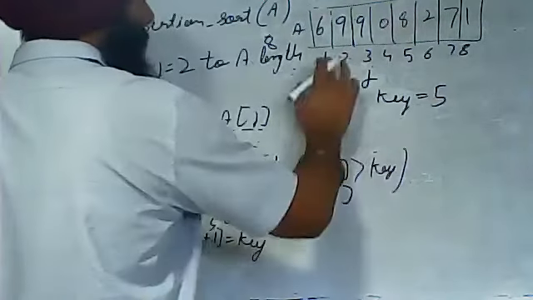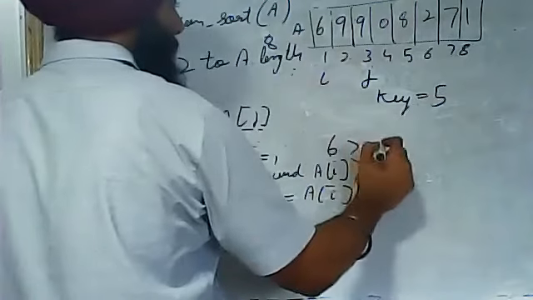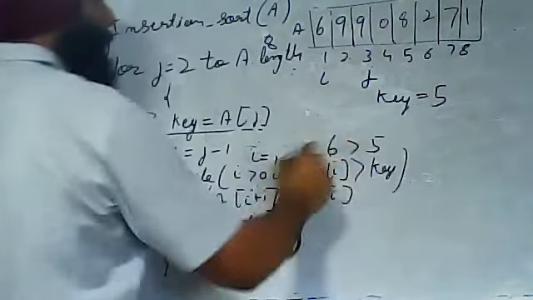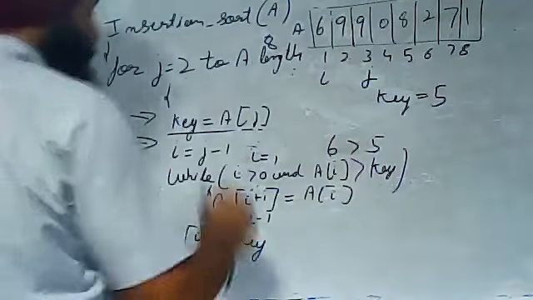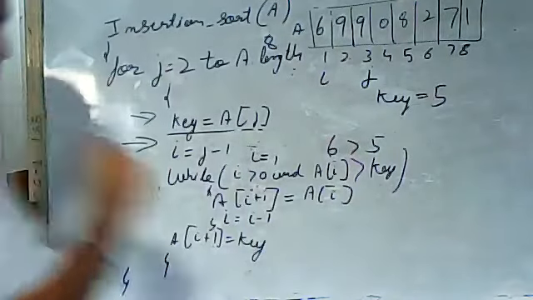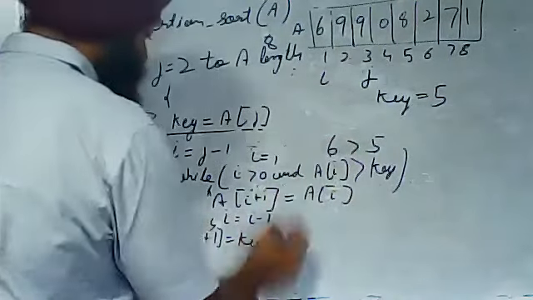That is A of I, that is 6 is greater than 5. It is not true. So we will not enter this loop again. The control will not get entered in this loop. What is the next step then?